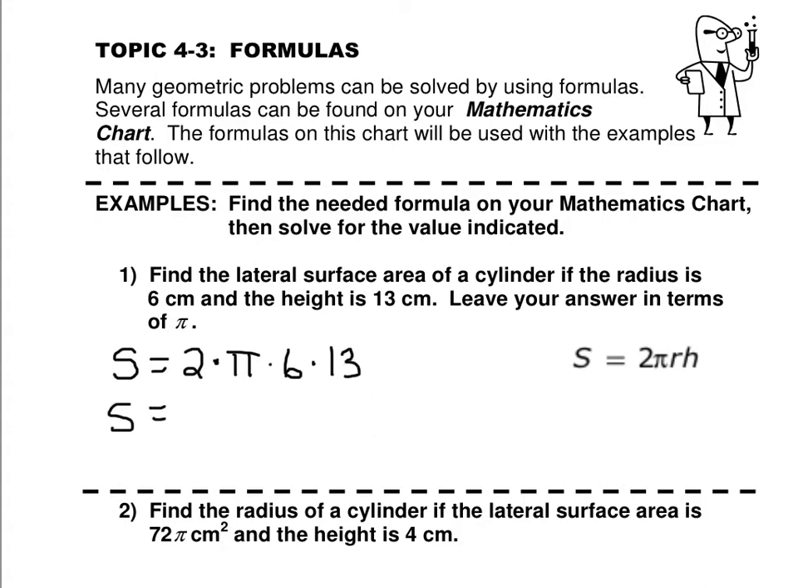And 2 times 6 times 13, I believe, is 156. Let me double check. Yes, it is 156 times pi. So this is your answer. Surface area is 156 times whatever pi is. All right, let's go on to the next problem.